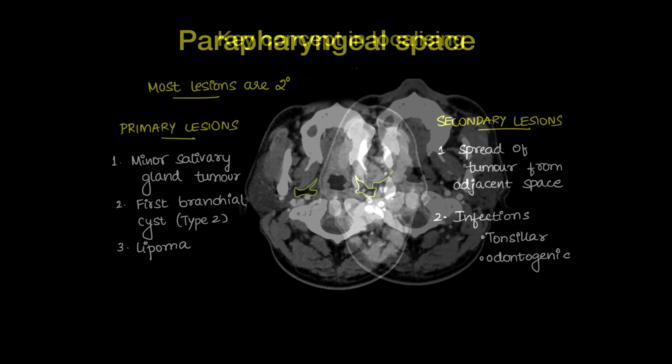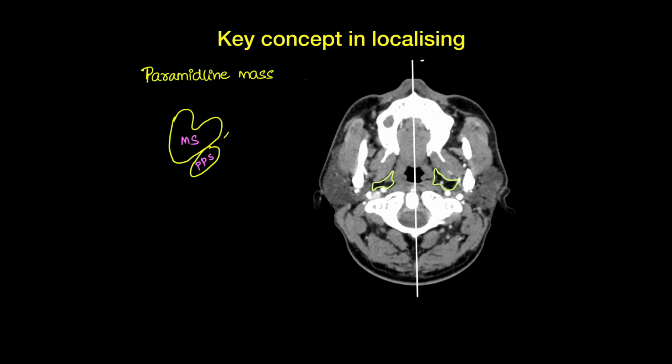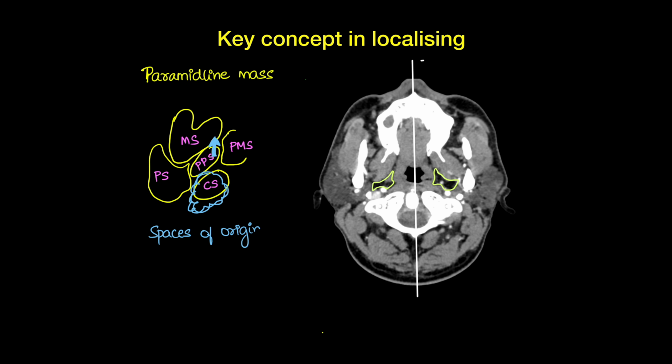As I told you, it's a very important space for localizing the origin of neck lesions, especially in the suprahyoid neck. So always draw a line in the midline, look for the symmetry, and any paramidline mass in the masticator space, pharyngeal mucosal space, parotid space, or carotid space can displace the parapharyngeal space, and you will know the origin by seeing the direction of displacement of this fat space.